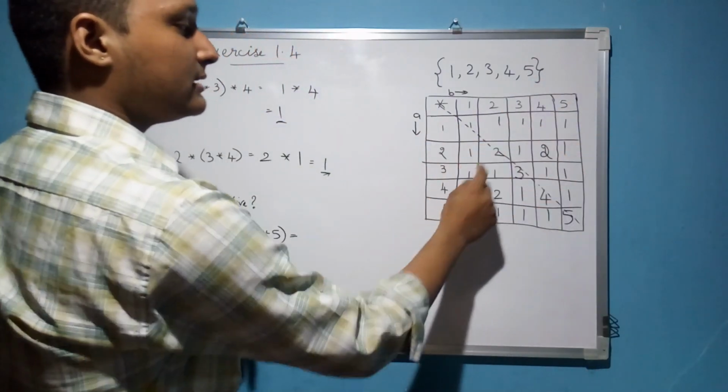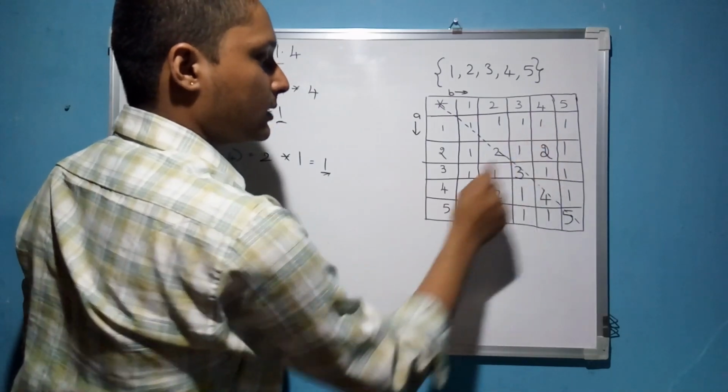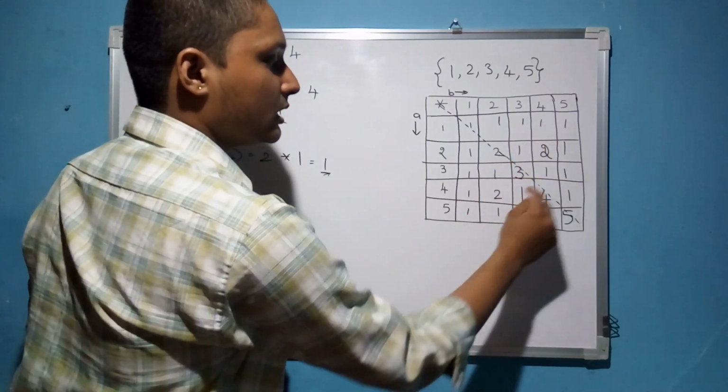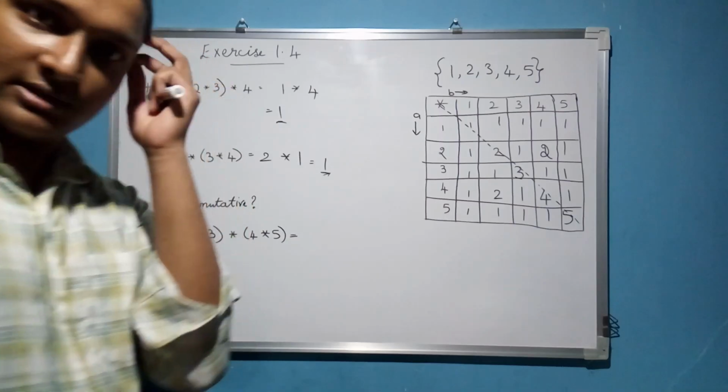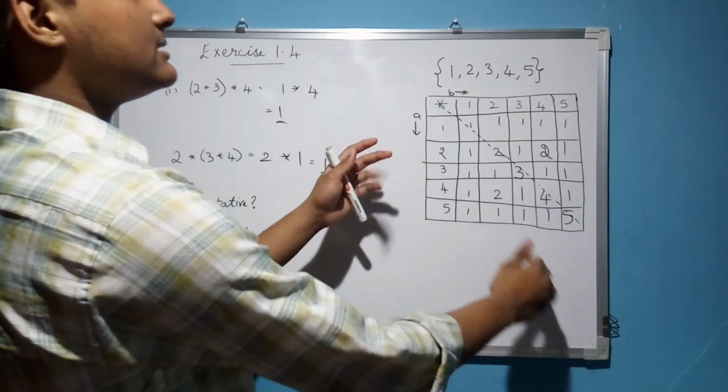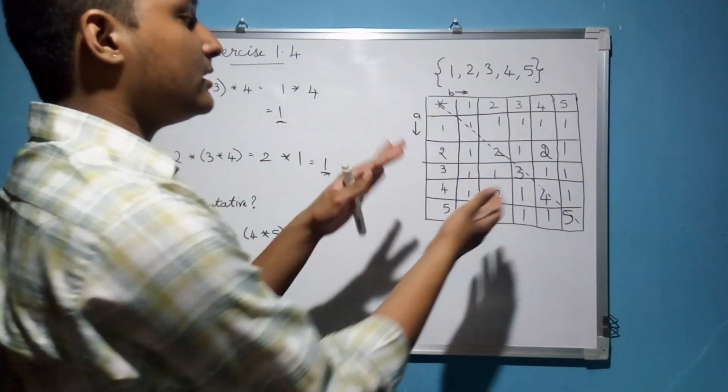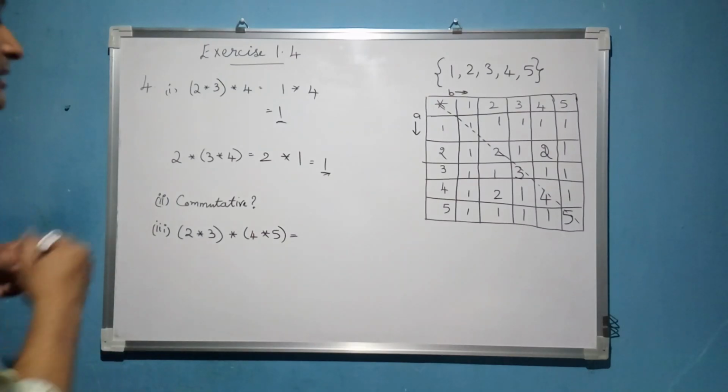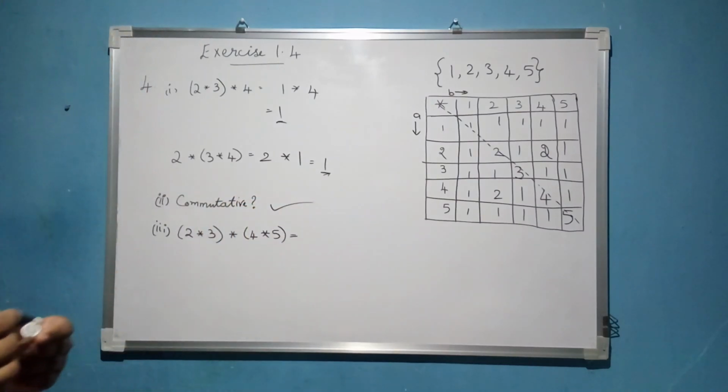So here it is 1 1 1 1 1 1 1 1 1 1 2 2 1 1 1 1 1 1 1 1. You can see that, even if you interchange A and B, you are going to get the same operation. Therefore it is commutative.